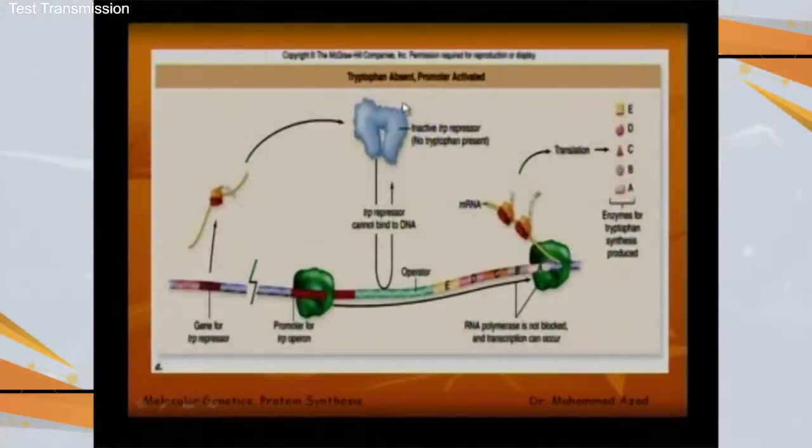Let us say this is the inactive repressor at the moment, the tryptophan repressor. Tryptophan is not sufficient, so this repressor is in the inactive form, and this is the operator which is going to transcribe all of the genes which are required, A, B, C, D and E. All of these are the enzymes which are being switched on to make the amino acid tryptophan.